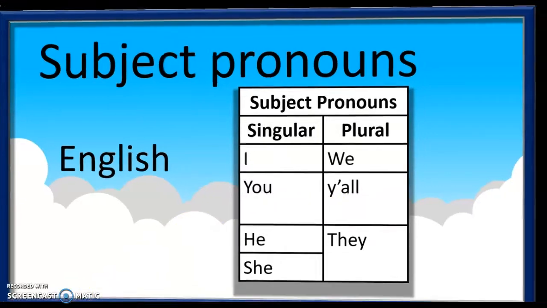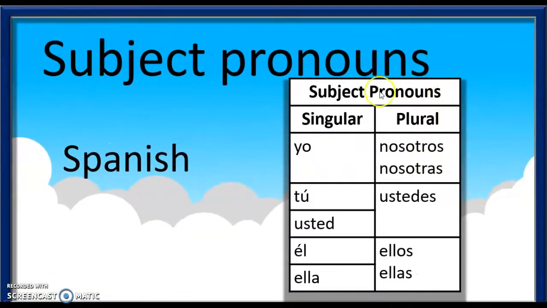So let's look at the Spanish forms of these subject pronouns. In Spanish, you would say yo for I, tú, and usted. We have two words in Spanish that mean you. The tú is informal, and usted is the formal one. And él and ella are he and she. Spanish has two forms of the subject pronoun we: nosotros, masculine plural, and nosotras, feminine plural. And then there's the word ustedes for y'all in Spanish.